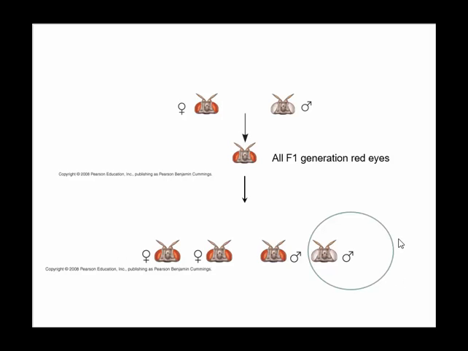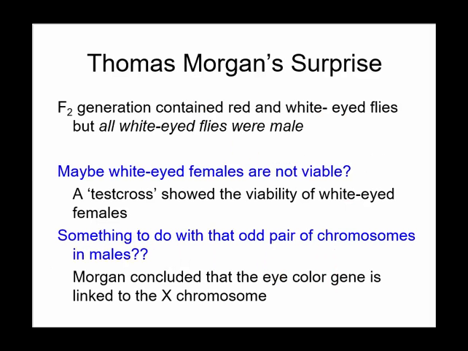Look at this. The white-eyed flies were all male. Now, you might expect if this was random that about half would be male, half would be female, but no, all the white-eyed flies were male. So Morgan had some questions to answer, right?